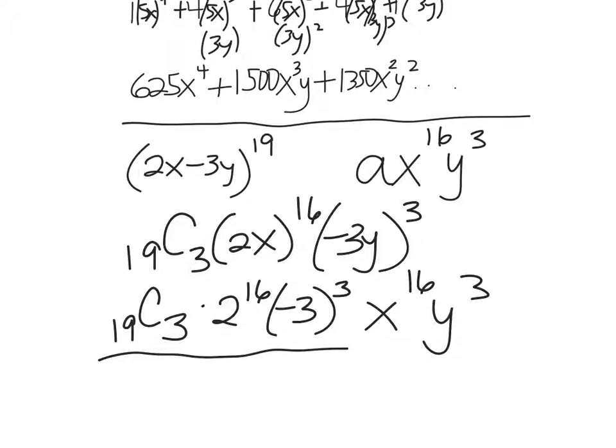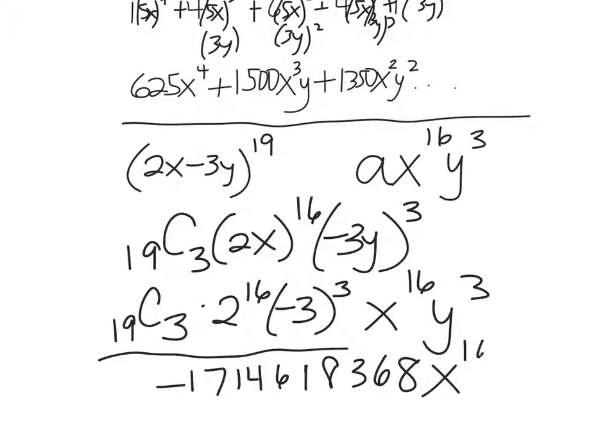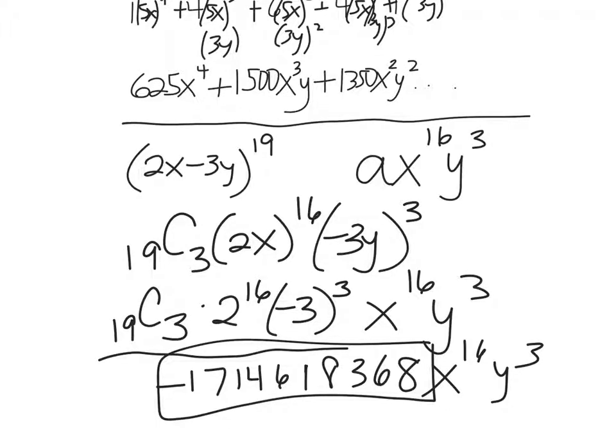Whoa. Negative 1714618 ooh, I use bigger numbers in my other class. 68. x to the 16th y cubed. That would be it. Yeah? Are the problems like this always nCr? Yes. Yep, they are. Okay, all right, so that was 9-2.